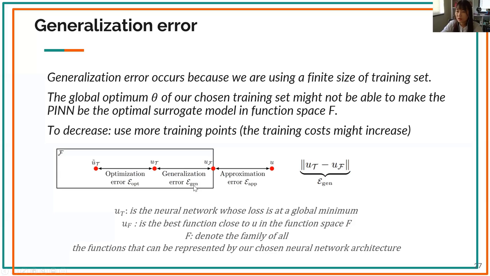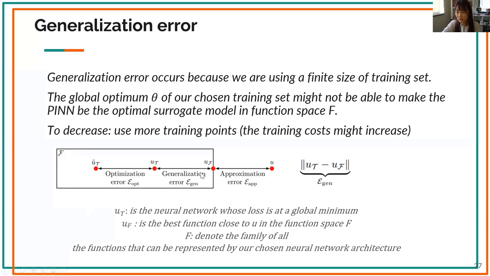So as I show here, the F in this box is the domain that this architecture of neural network can capture. For example, if I have a super complicated PDE, and I just give you a very simple brain, a very simple neural network, you might never learn well because the network architecture will constrain how complicated a function it can learn. So F is kind of the network's imagination, the function domain that this architecture can learn.